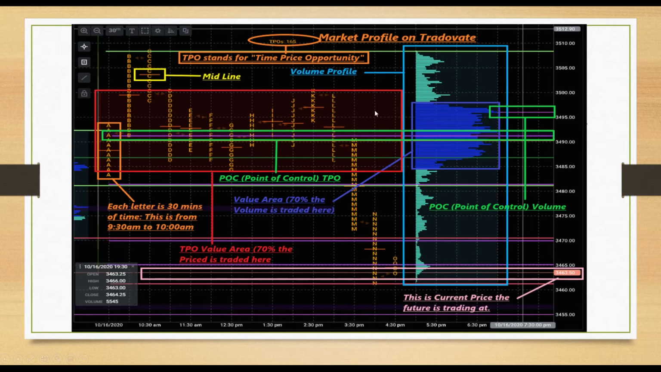So if it goes above that point of control for the value area, if it goes above that for TPO, you could go long and see what happens when it gets to that point of control for the volume for this day. Each day is different. Your point of control could be on the volume below the point of control on the TPOs. So it could be the opposite on any given day.